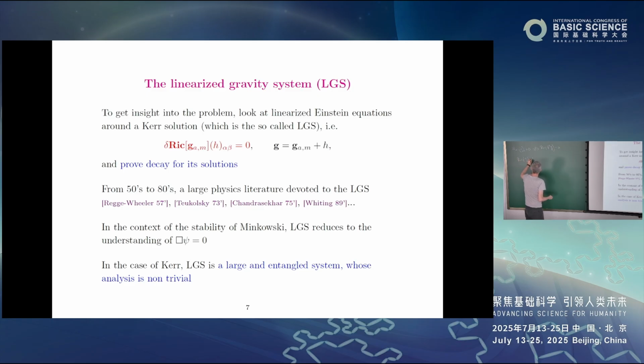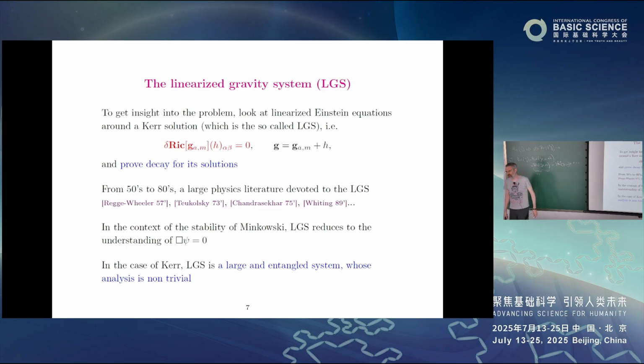my tensor. So 0 is equal to the Ricci tensor. This is Ricci of my g_Kerr plus h, and then I just do a Taylor expansion, a stupid Taylor expansion. I have a first term, which is 0 because Kerr is a solution. Then I have a second term, which is the variation of the Ricci tensor at the Kerr metric on h. And then I have higher order terms, which are at least quadratic in the perturbation. So I drop all the higher order terms, and my linearized system simply becomes this simple model problem here.